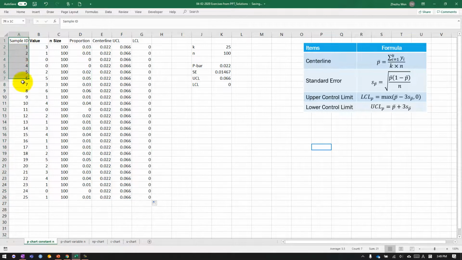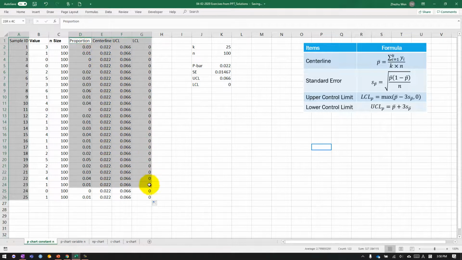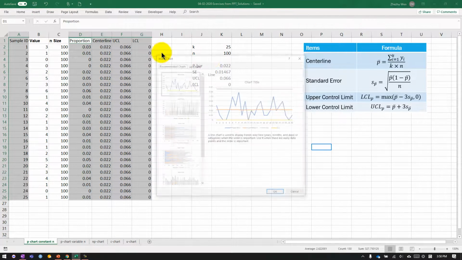I'm going to highlight column A. Okay, press Control key. Let me do it again. After you highlight column A and column A only, once you release the mouse button, press down your Control key, and then start to highlight proportion all the way to the lower control limit column. Okay, so you are highlighting two areas that are not right next to each other. And then with that, we're inserting the plot.